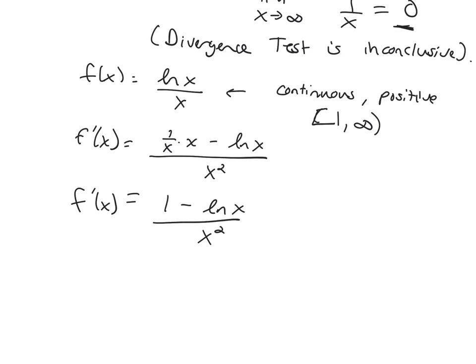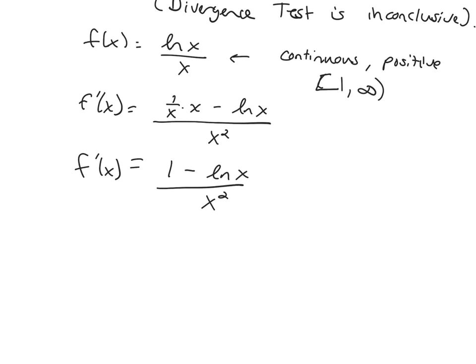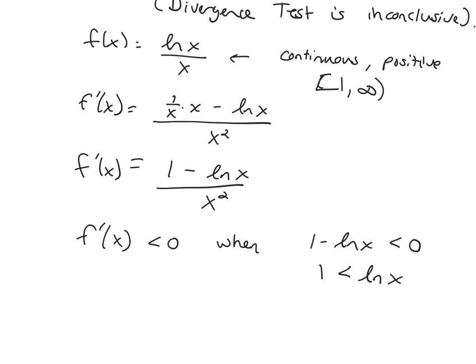So I have a fraction. It's made up of a numerator and denominator, so I look at each piece. Look at the denominator, x squared. It's always positive. So the only way this is going to be negative is if the numerator is negative. So if I want to know when f prime of x is less than 0, that occurs when 1 minus ln of x is less than 0. If you move the ln of x to the other side of the inequality, that's when ln of x is greater than 1.